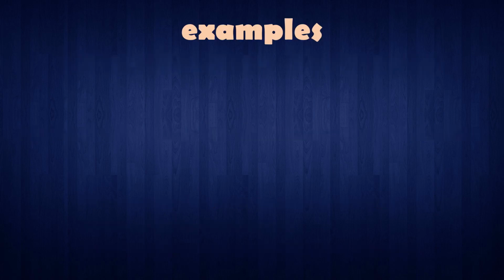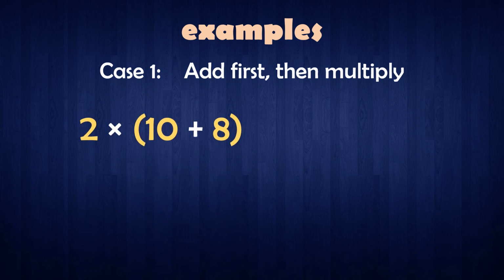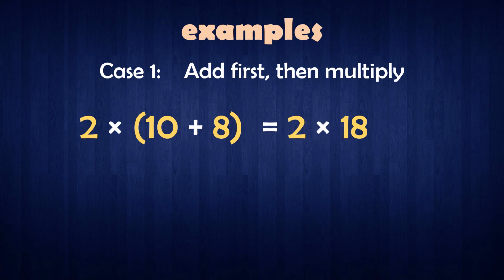Let's have the examples. For case number 1, add first the addends, then multiply. Let us consider the calculation 2 times the quantity of 10 plus 8. If we add first 10 and 8, then our answer will be 2 times 18 is equal to 36.